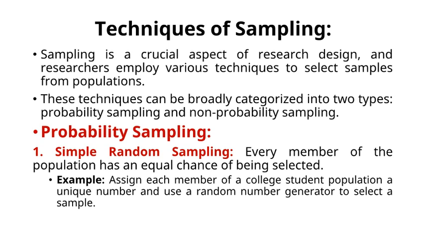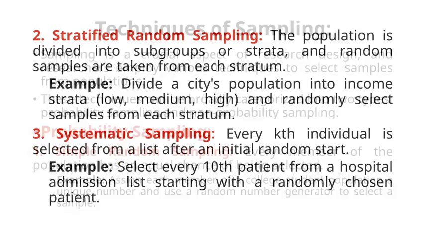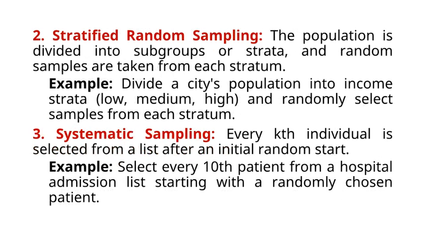Example: assign each member of a college student population a unique number and use a random number generator to select a sample. 2. Stratified random sampling. The population is divided into subgroups or strata, and random samples are taken from each stratum. Example: divide a city's population into income strata, low, medium, high, and randomly select samples from each stratum.